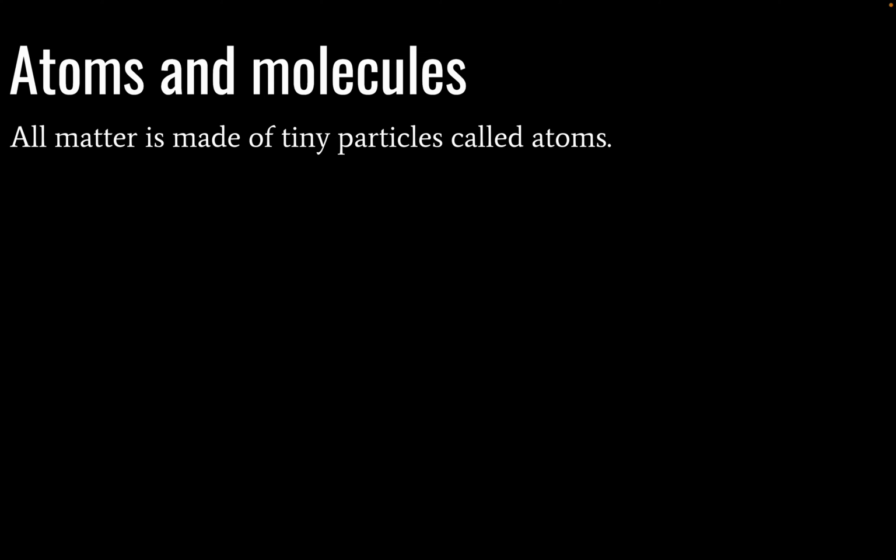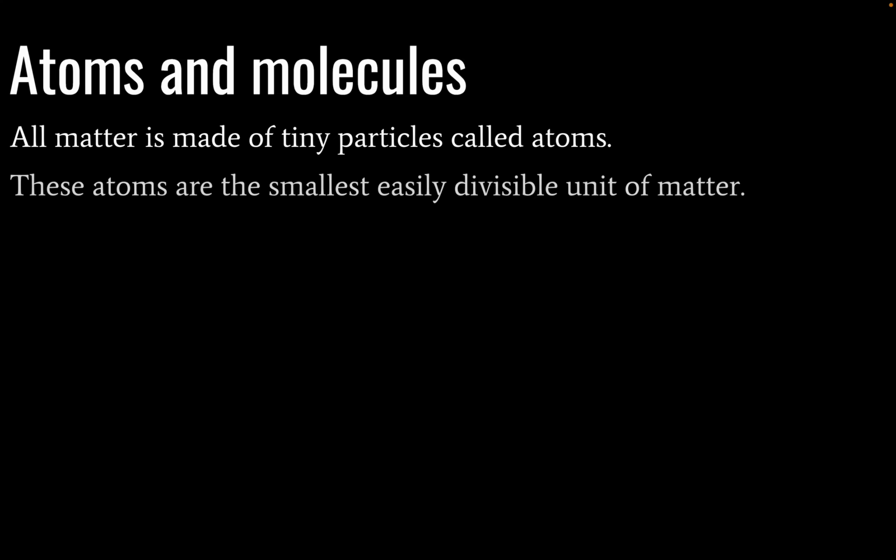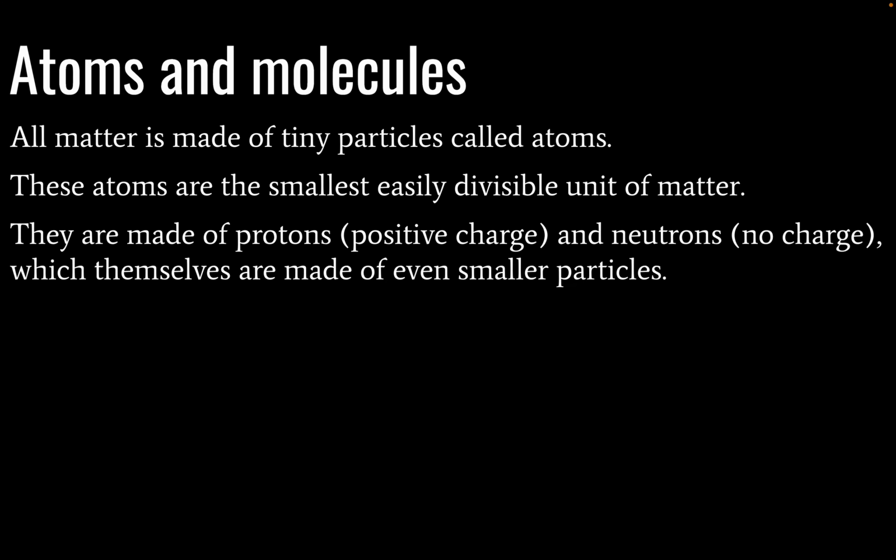Matter is made up of tiny particles called atoms. You're probably familiar with this. These are the most easily divisible unit of matter. We can break them down further, as we'll see a little bit later. They're made of protons, which are positively charged, neutrons, which have zero charge, and protons and neutrons are composed of particles called quarks. We'll look at those again in topic 7.